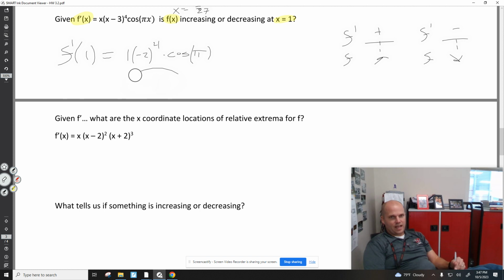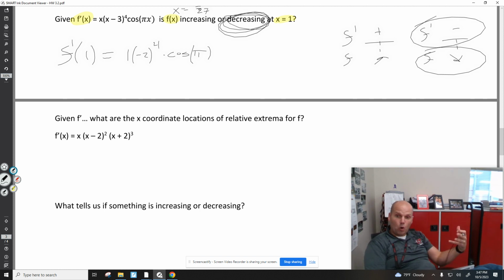What's the question asking me? Are we increasing or decreasing? We are decreasing. Why are we decreasing? Because my slope at 1 is negative. That's it.